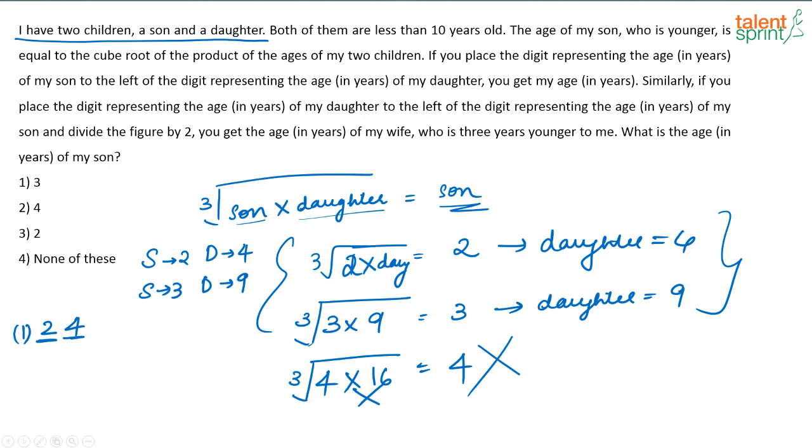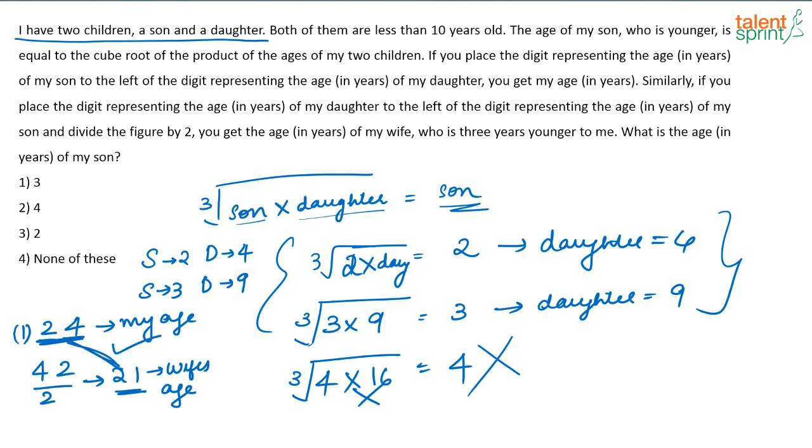Similarly, if you place the digit representing the age of my daughter to the left of the digit representing the age of my son, that is 42, and divide this by 2, you will get the age of my wife. So using the first case, this is my age and this is my wife's age, correct. The next sentence says my wife is 3 years younger than me. Yes, if I am 24, in this case my wife is 21 years. So this seems to be correct, because it is satisfying all the conditions. So this has to be your answer.